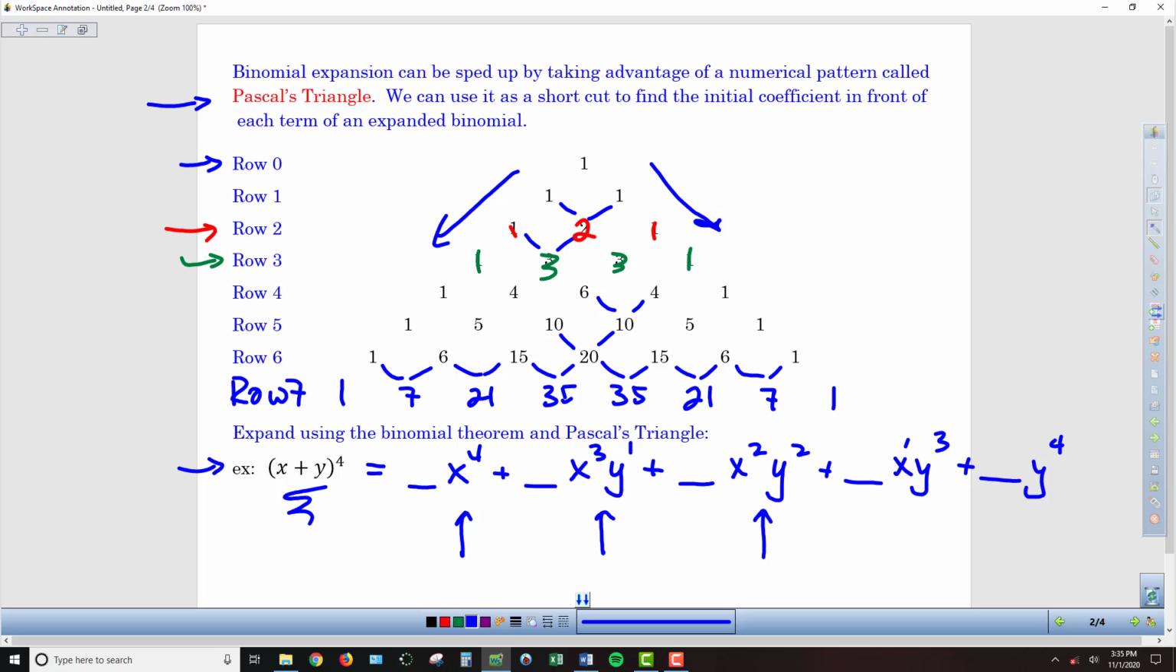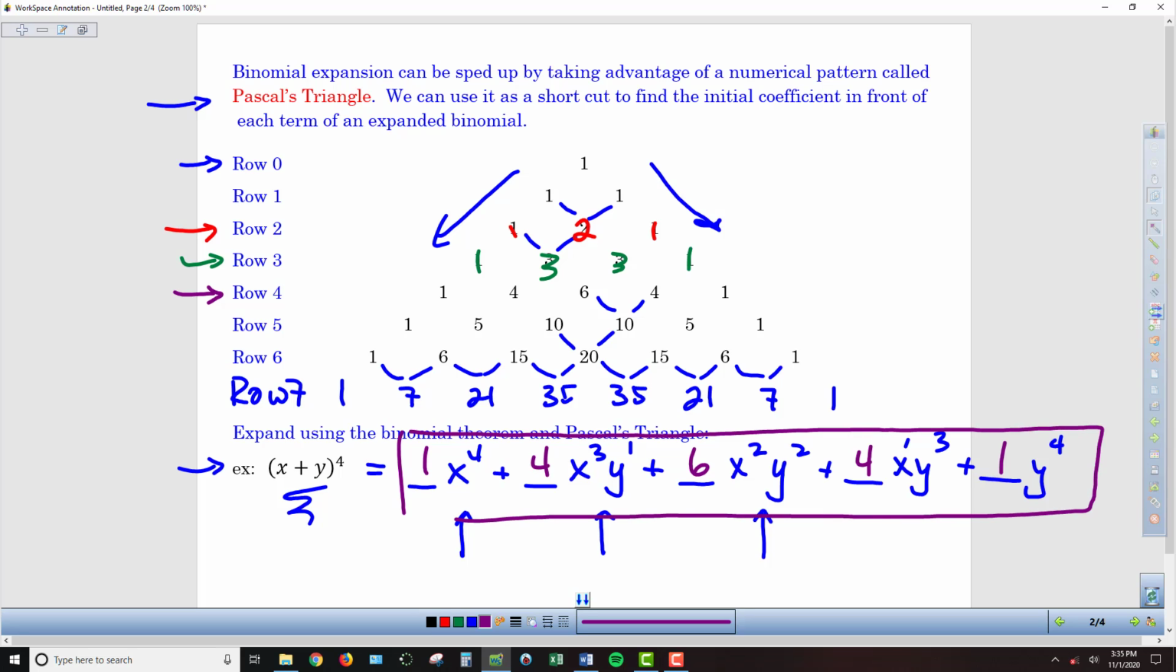So the last thing I need to do is fill in my coefficients in front of each of these terms. And so I'm going to fill those in by looking at row 4. So if I jump here to row 4, I can see my coefficients are 1, 4, 6, 4, and 1. And so now I have the answer to my expanded binomial without having to do any FOIL. It's just x to the 4th plus 4x to the 3rd y plus 6x squared y squared plus 4xy to the 3rd plus y to the 4th.